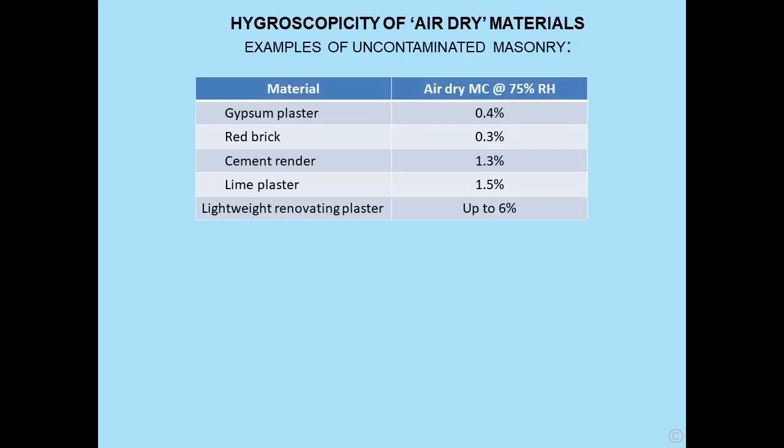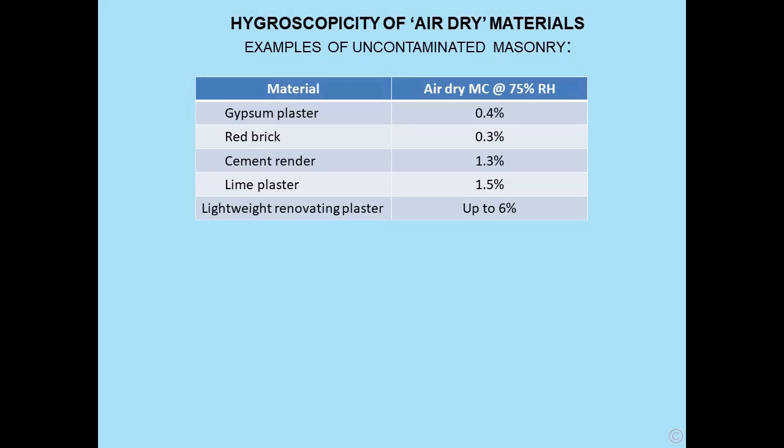Hygroscopicity of air-dry materials, examples of uncontaminated masonry. Well, let's have a look. There's just some examples. We've used here an air-dry moisture content measured at 75% relative humidity. Gypsum plaster 0.4, red brick 0.3, cement render 1.3. It's usually higher if it's not carbonated. Lime plaster 1.5. They're not fixed, they will vary. It does depend on the material. Indeed, some lightweight renovating plasters are up to about 6%. These are clean, air-dry materials.